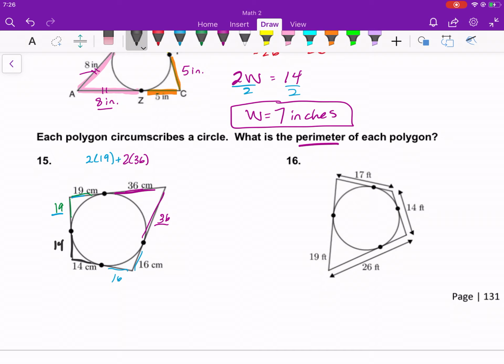plus, let's switch over to blue. We've got our 16, so 2 times 16. And then our last one, 14. So 2 of those sides that are a side length of 14. From there, we just need to put that into my calculator and we're good to go. So let me do that really quick. So I get 170 and we are going to put our units of centimeters. Sweet. That was fun. Okay, let's do our challenge problem now.